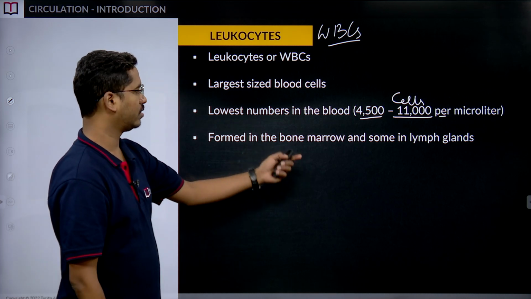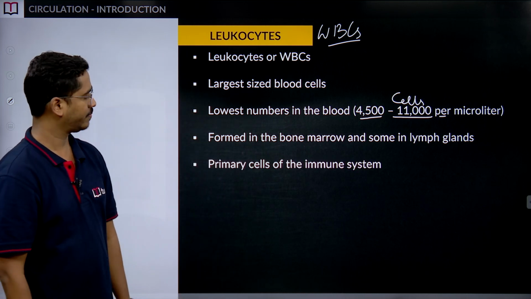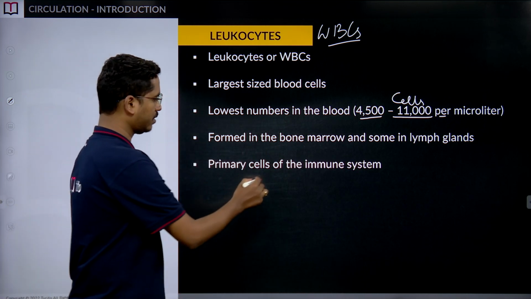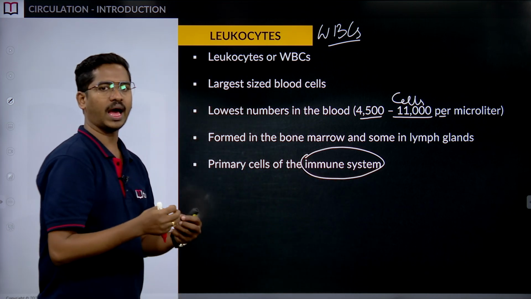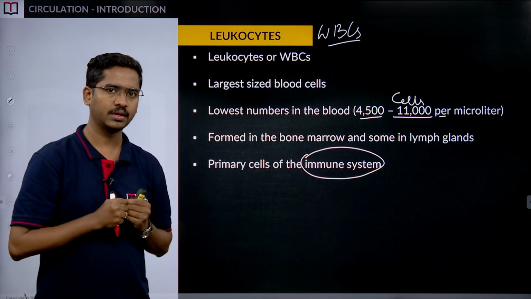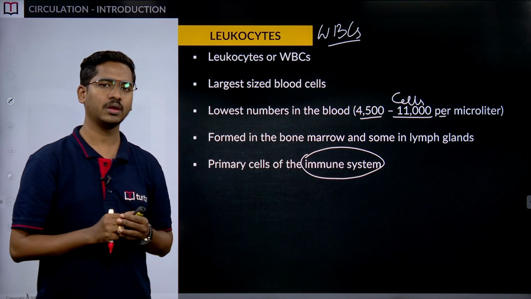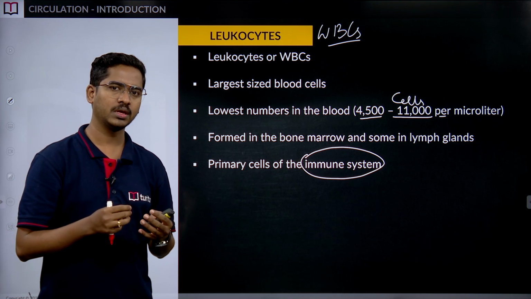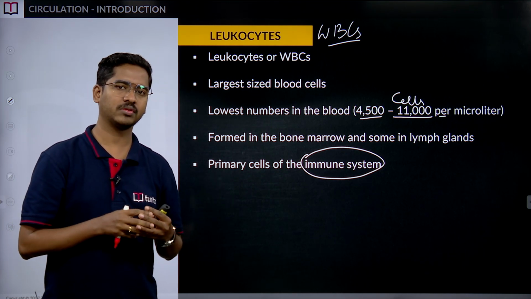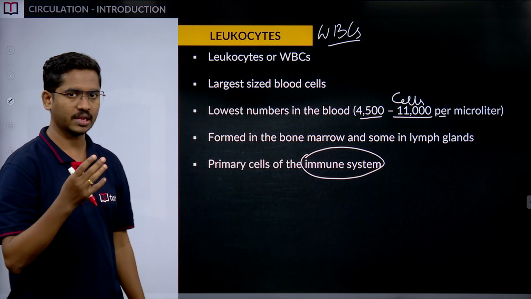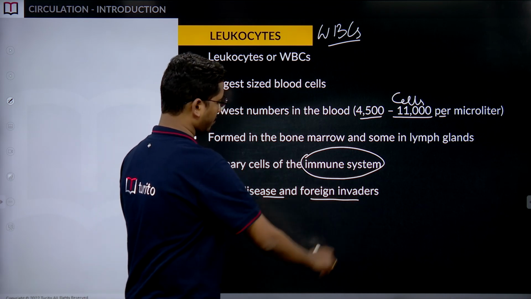Again, they are formed in the bone marrow and also in the lymph glands. They are the primary cells of the immune system, like I mentioned. Either they eat away the foreign substances or the disease causing organisms, or they are also involved in eating away or carrying away the infectious agents or cancerous cells. They kill the cancerous cells also. So, they fight diseases, that is what I said, and foreign invaders.